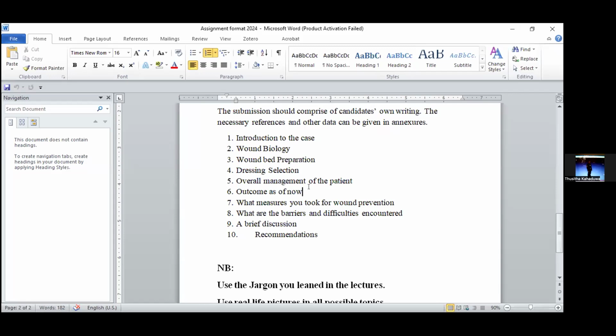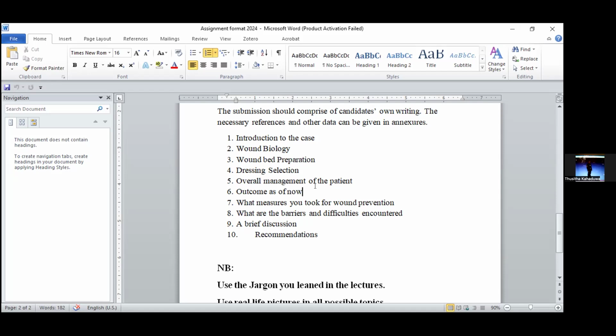So outcome as of now is basically a clear picture would explain thousands of words. And what measures you took for wound prevention. Then you go on to discuss what were the measures.